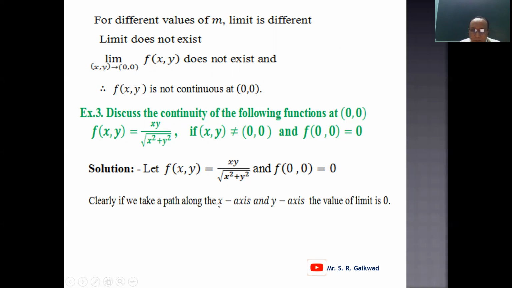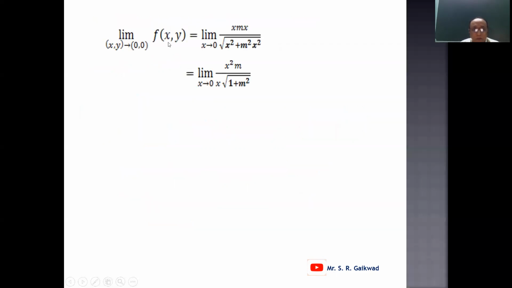If you take a path along x-axis, y equal to 0, value of function is 0. If you take a path along y-axis, x equal to 0, again limit is 0. It means along x-axis or along y-axis, clearly value of the limit is 0. We can take a path here y equal to mx, and therefore limit x comma y tends to 0 comma 0 of f of x comma y equal to limit x tends to 0 of, in given function we can put y equal to mx.